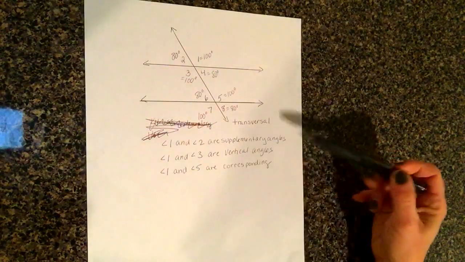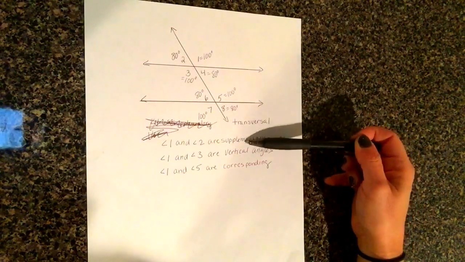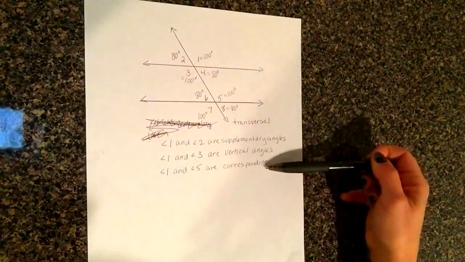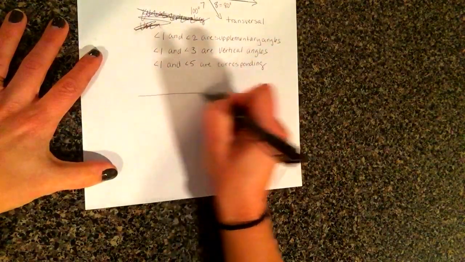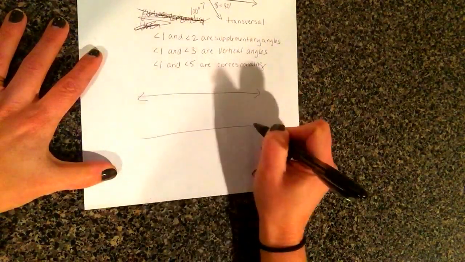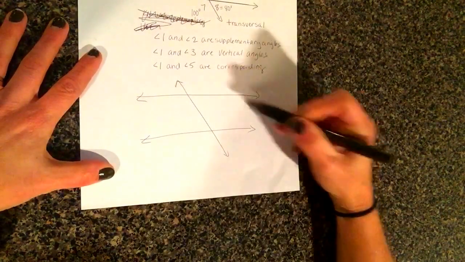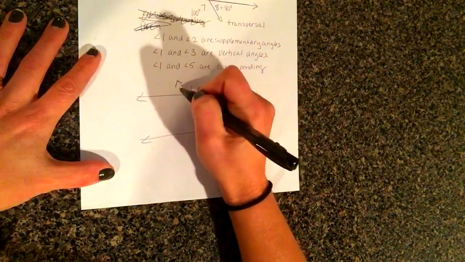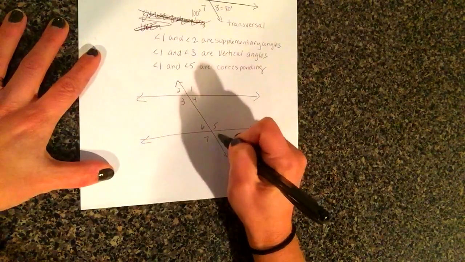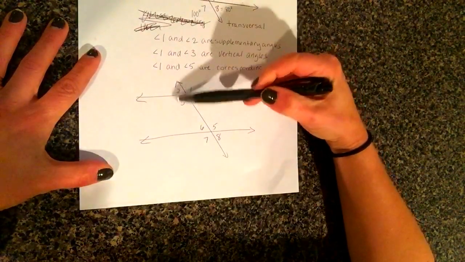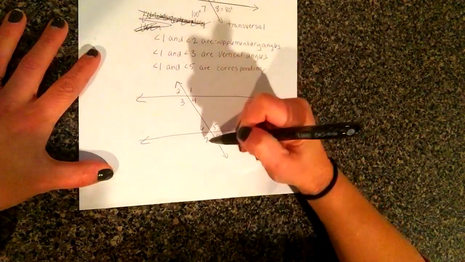Okay, so that pretty much gives us an idea of how the relationships between supplementary angles, vertical angles, and corresponding angles work. Now, we also learned more relationships between parallel lines and a transversal. Let's again look at this. 1, 2, 3, 4, 5, 6, 7, and 8. So another set of relationships would be angle 1 and angle 7.